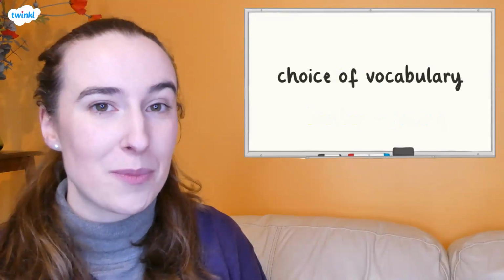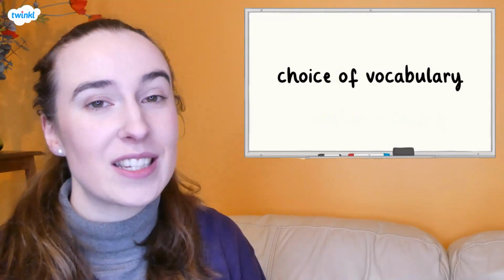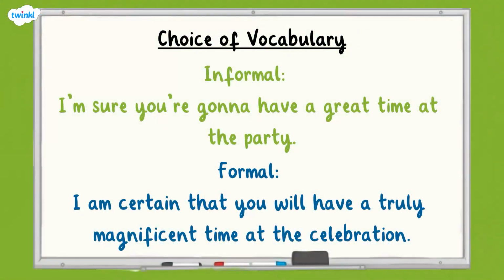Our choice of vocabulary indicates whether our language is informal or formal. Take a look at the difference of vocabulary used in these two sentences. Informal: I'm sure you're going to have a great time at the party. Formal: I am certain that you will have a truly magnificent time at the celebration.